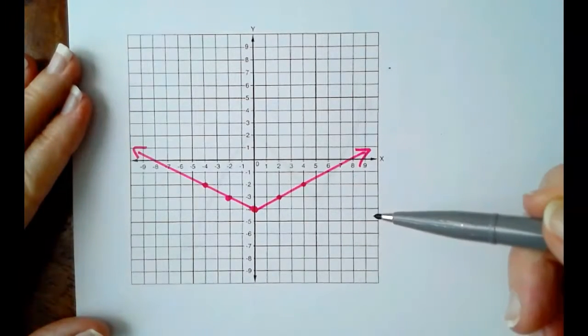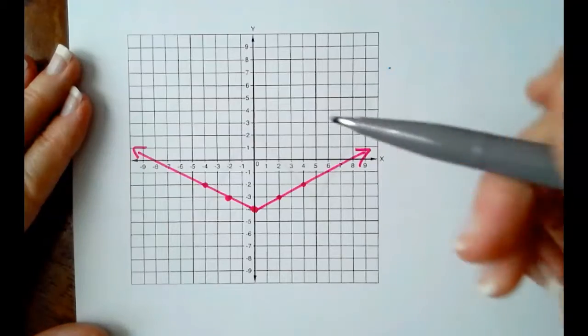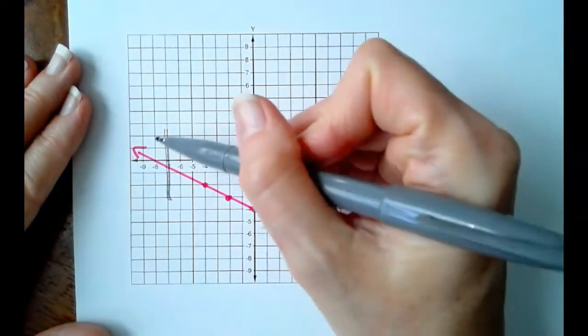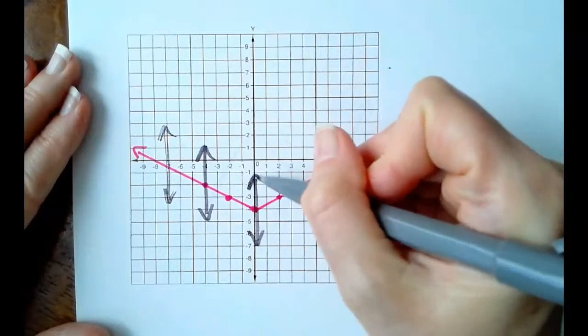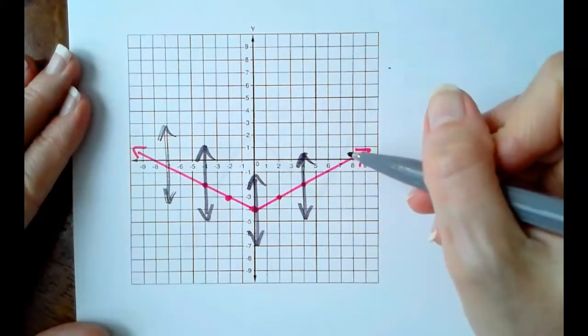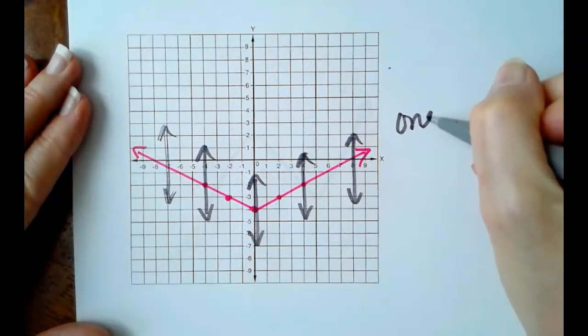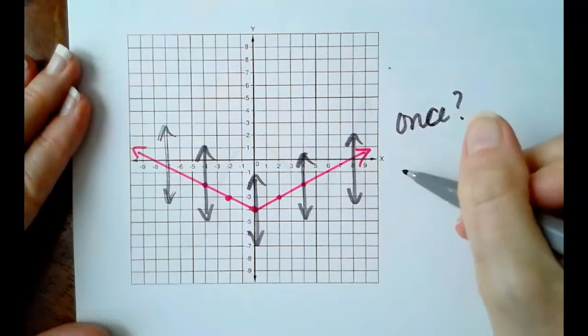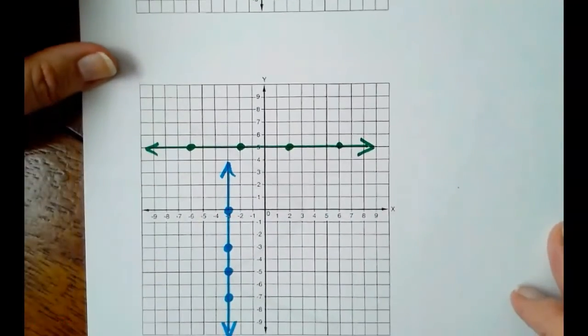So here's a graph. This is the graph of an absolute value function, and an absolute value function does indeed pass the vertical line test. So at any point when I draw a vertical line, how many times does it touch the graph? Only once. Then yes, it is indeed a function. So here's two more to look at.